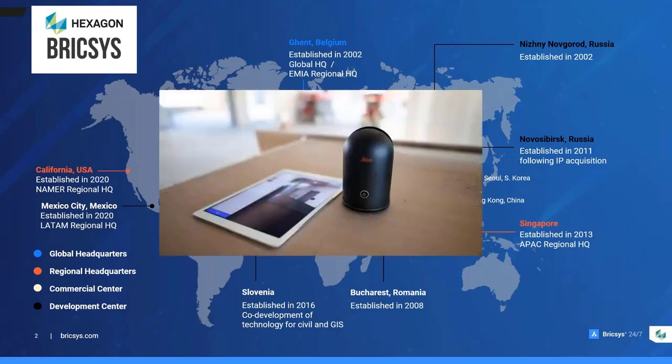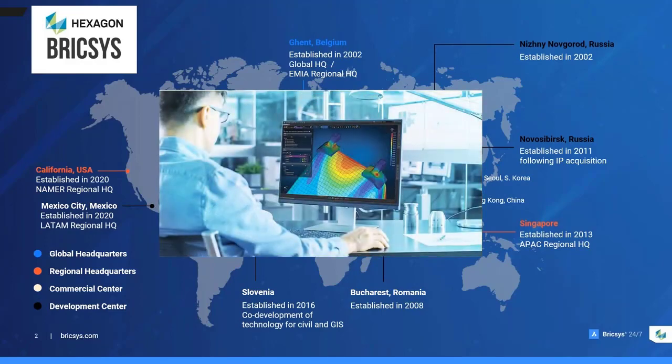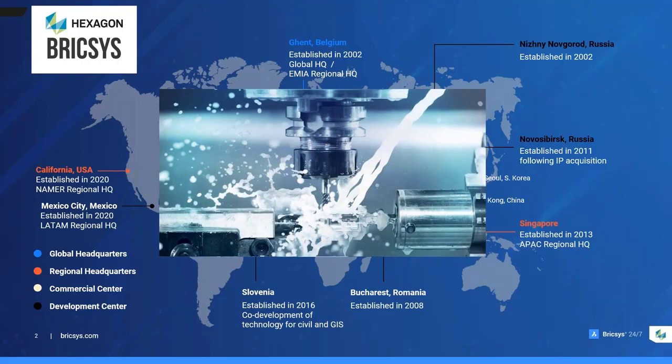With that, we have partnerships with our other brands such as Leica for reality capture, MSC Software for analysis and metallurgy, as well as manufacturing tools. So whatever your needs are in construction, building design, and manufacturing, the solutions from Bricsys and Hexagon can help you.